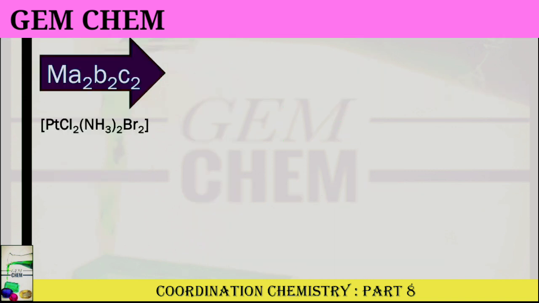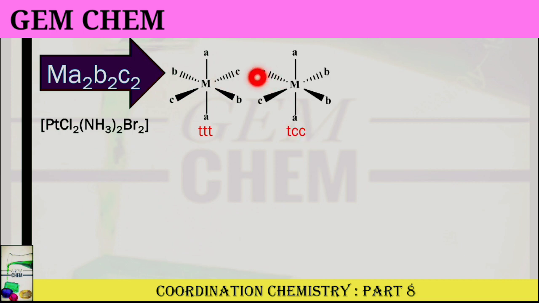Now we shift to the next one where we have Ma2B2C2, that is, there are 3 types of ligands. An example for this one is Pt(Cl)2(NH3)2Br2. So first we are going to keep A, B and C trans to each other. As a result, we are going to get such a type of isomer. Second, what we are going to do is keep A in trans position, whereas B and C will be made cis to each other. As a result, we can see CC cis and BB cis, whereas AA remains trans.